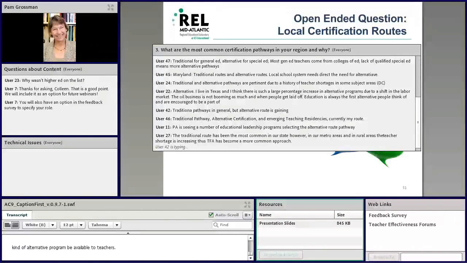It's interesting, too. I see another comment related to educational leadership programs and the alternative pathways for leaders. What can you tell us about that, Pam? Well, I think that's been, again, one of the things people have studied, is how principals feel about teachers from these different pathways. And I think that there are a number of areas in which principals report a preference for teachers from alternative route pathways, in part because of the kind of characteristics and qualifications they bring into that setting.